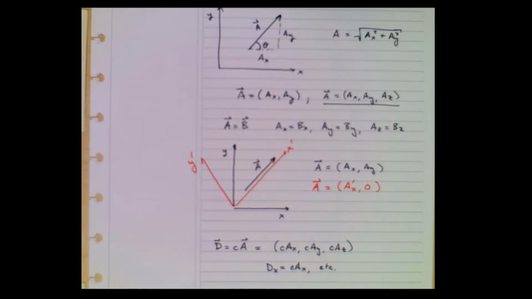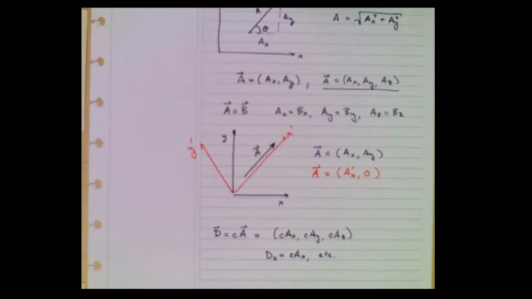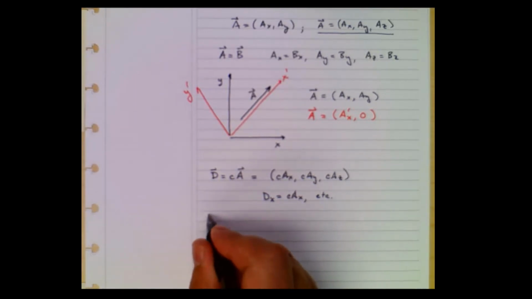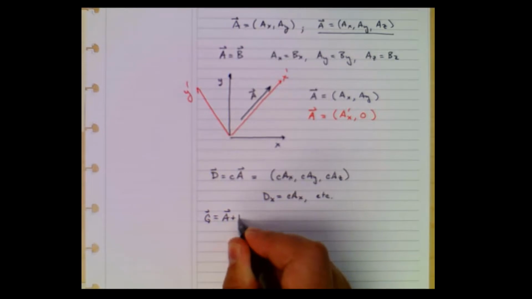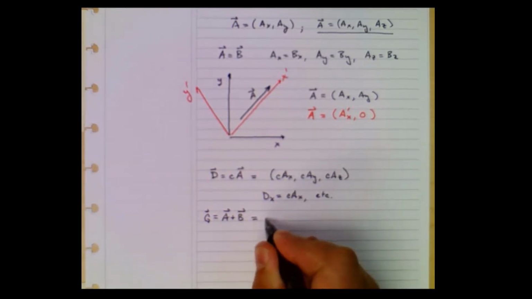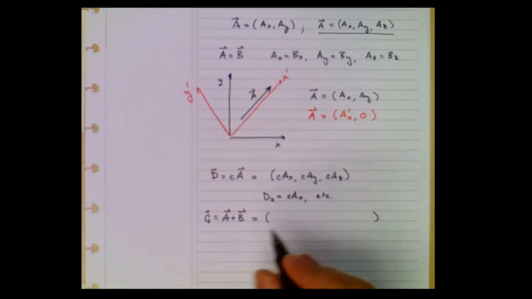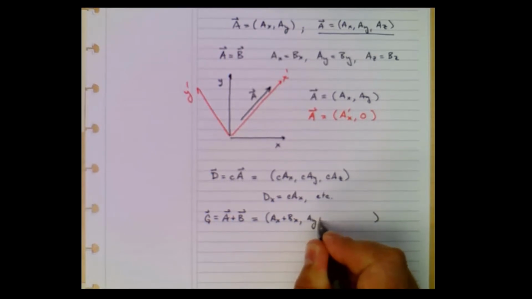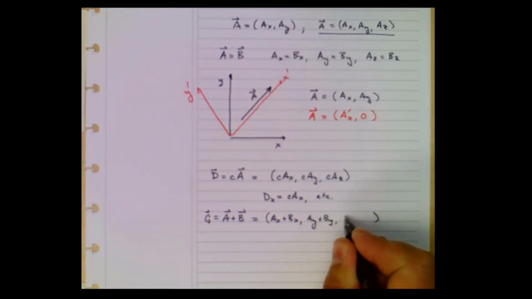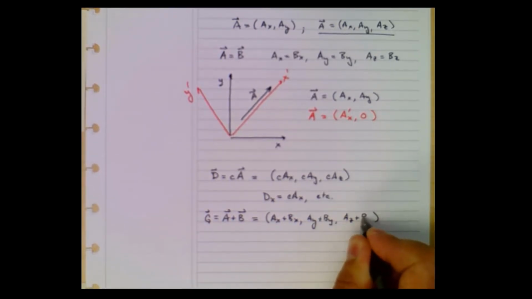Okay? So when I do a scalar multiplication, I simply multiply the scalar by all of the components. That's pretty straightforward. How about adding things together? Well, let's say vector G is equal to vector A plus vector B. Again, as you might expect, I simply add the components together: AX plus BX, comma, AY plus BY, comma, AZ plus BZ.